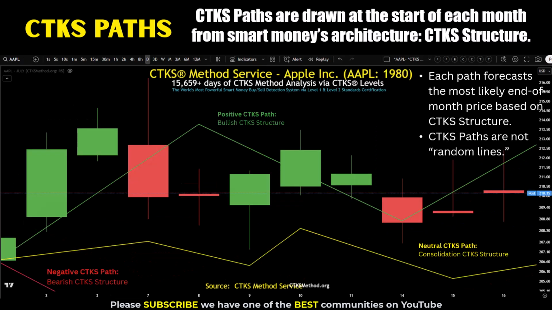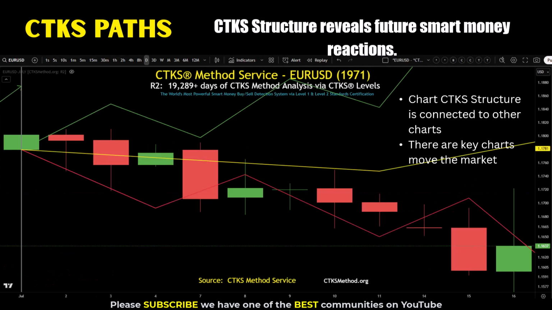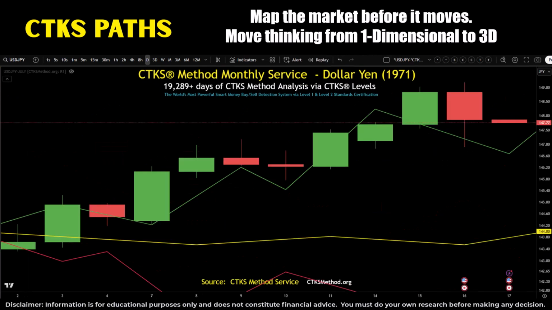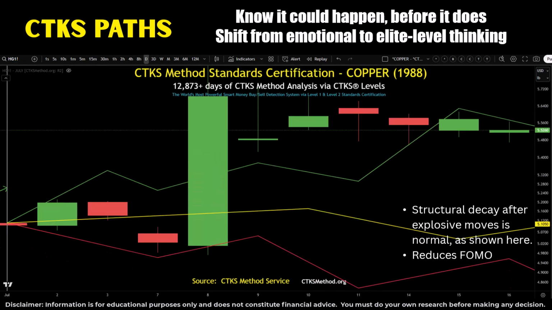I'm going to take you through many charts. You can see the CTKS Paths of Apple here. Here are the CTKS Method paths on the euro dollar and on the DXY. And for example, dollar yen, these are all real-time paths. These are 100% current of the recording of this video. Here's another example on copper.